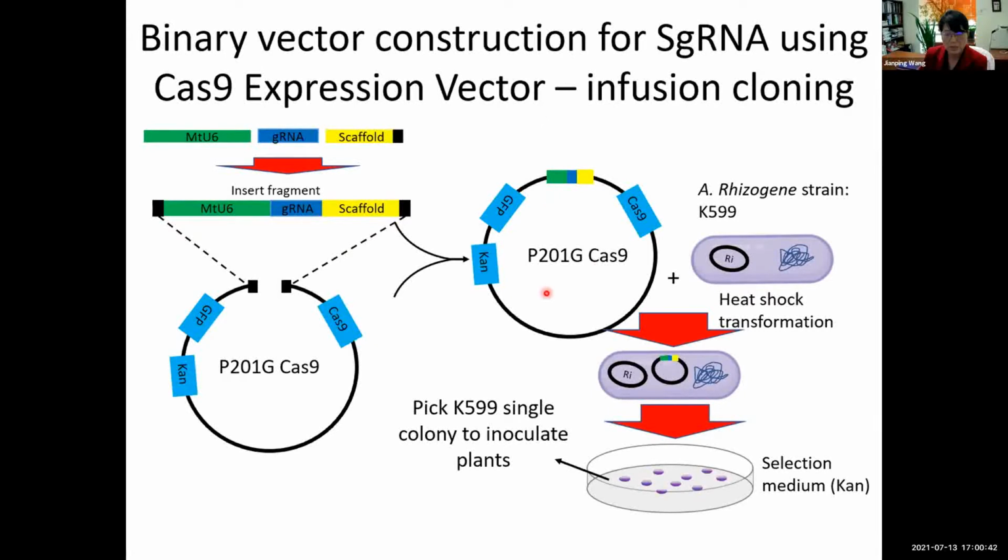And then after validating this construct, we transform it into the Agrobacterium rhizogenes strain K599 through heat shock transformation. And then we screen those transformants on medium with kanamycin for single colonies. And after the single colony is validated, then we transform the plants.